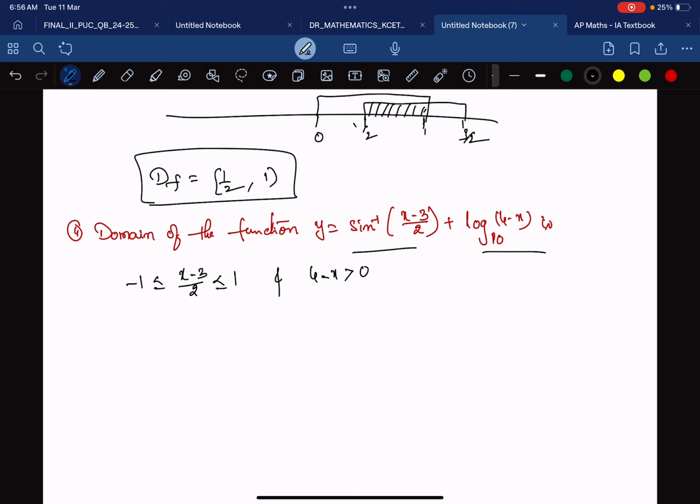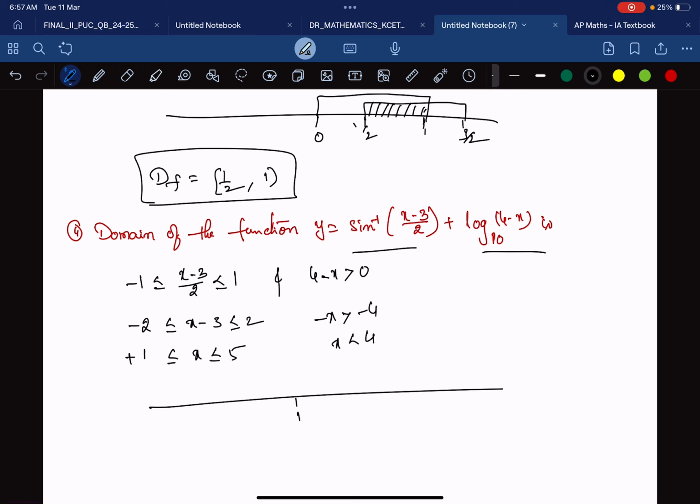So multiplying by 2, we get minus 2 less than or equal to x minus 3 less than or equal to 2. So adding plus 3 on both sides, we get 1 is less than or equal to x and less than or equal to 5. From the second case we get minus x is greater than minus 4, x is less than 4. If you draw the number line using 1, 4 and 5, the first case is 1 to 5 and the second case is less than 4.